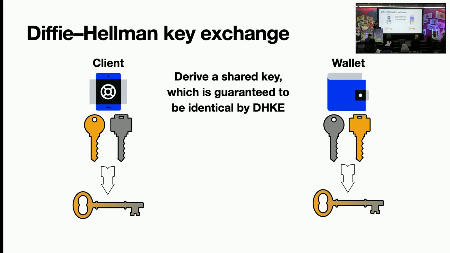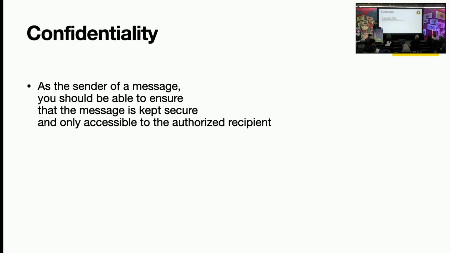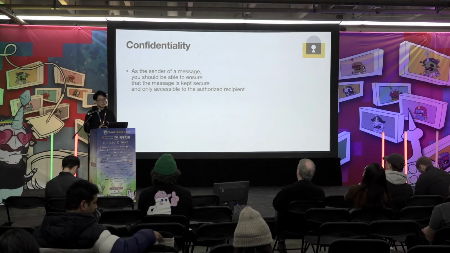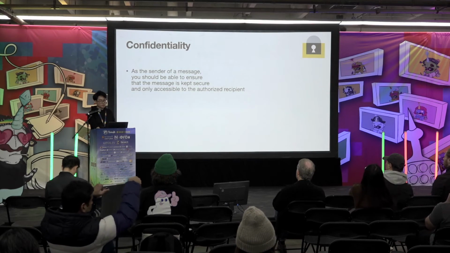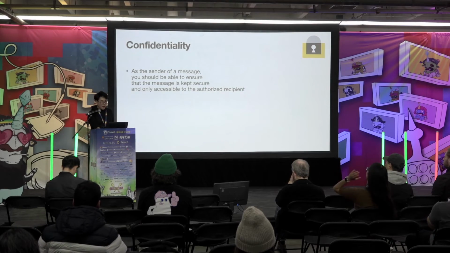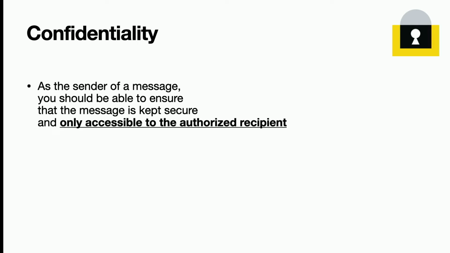So, nice. You can derive the same shared key. With that, we can ensure authenticity. The recipient can just check whether the message can be decrypted with the shared secret that you have. Confidentiality is in the opposite direction. The sender should ensure that the message is kept secret and accessible only by the recipient. Well, actually, we already solved this. You can use the shared secret from this whole Diffie-Hellman stuff and encrypt all the messages. So you can ensure that only your peer can decrypt this.